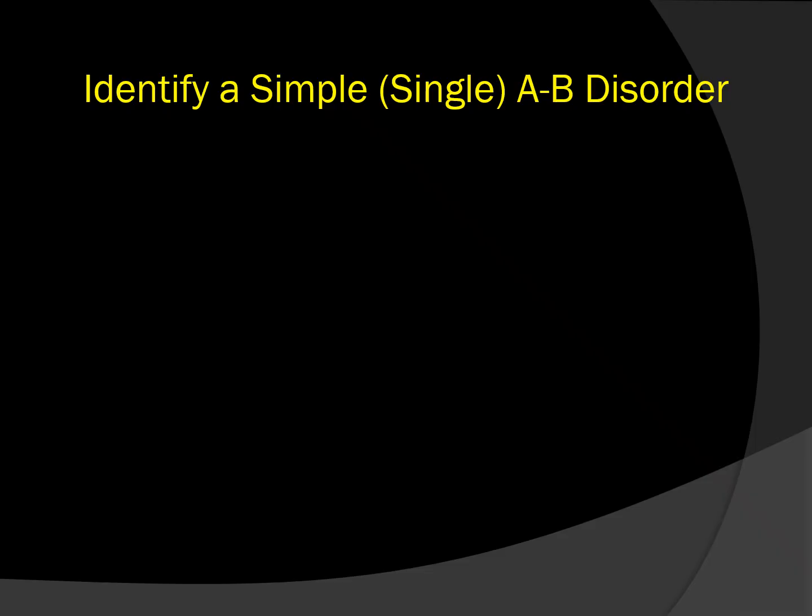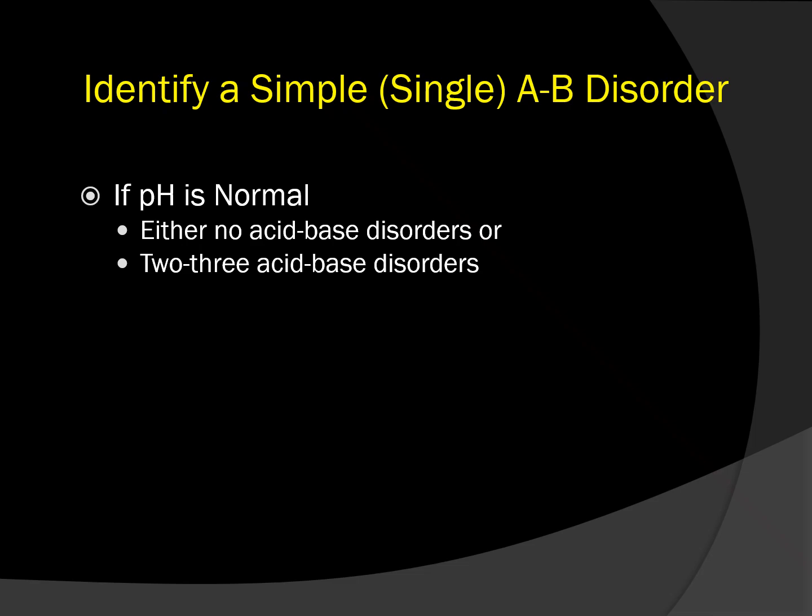So let's jump right in. To identify a simple single acid-base disorder, we simply start with the pH. If the pH is normal, we typically have no acid-base disorders. That's the most common. But it is possible to have 2 or 3 acid-base disorders that cancel each other out and make the pH normal. So a pH of 7.40 by no means indicates that there are no acid-base disorders.